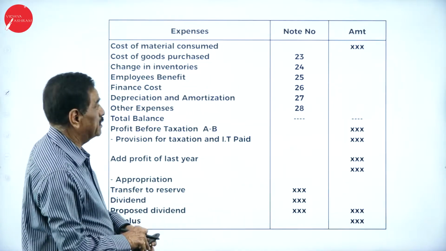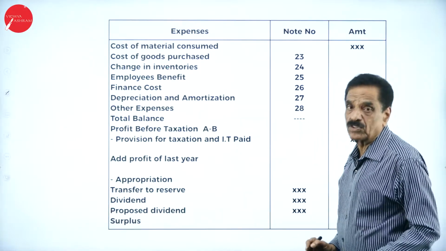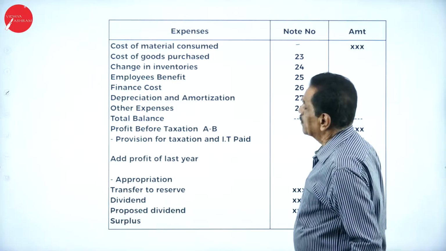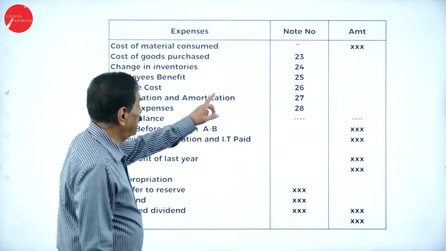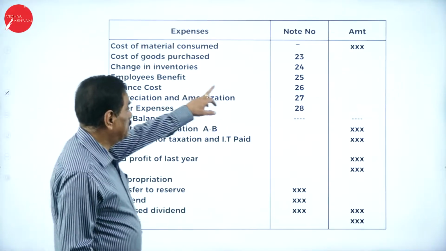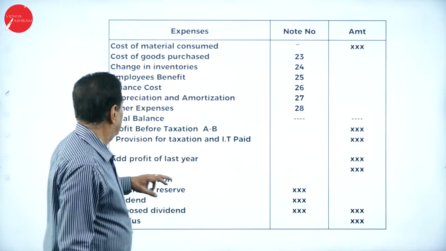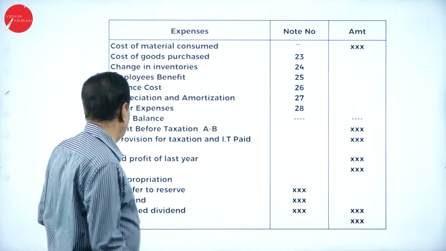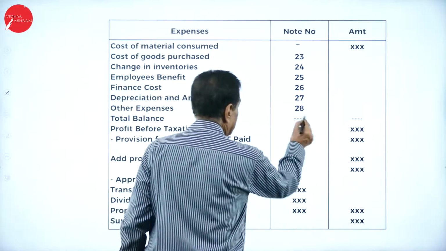Then the expenses. First, you have to go with the same format. Format should not be changed. Cost of material consumed, no note number. Cost of goods purchased, 23. Change in inventory, 24. I will give you a separate explanation for this. What is change in inventory? Employee benefit, finance cost, depreciation and amortization, other expenses, total balance here. So this is your B.